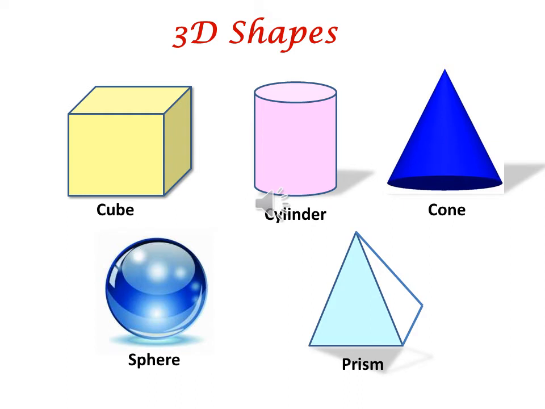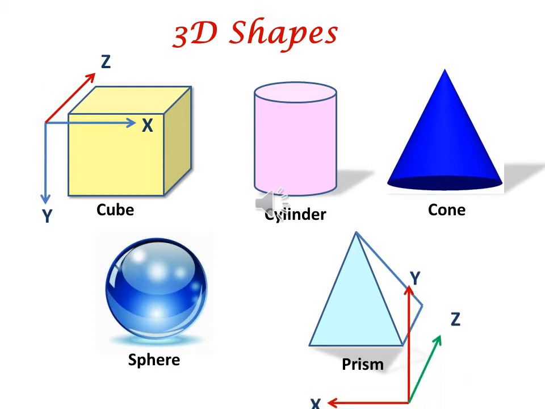Various examples of 3D shapes are cube, cylinder, cone, sphere, prism. We notice one more dimension in 3D shapes, that is height, along with length and width.